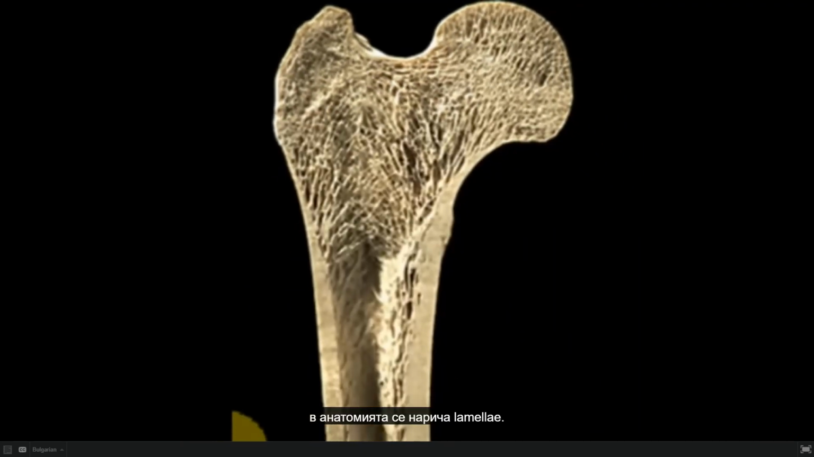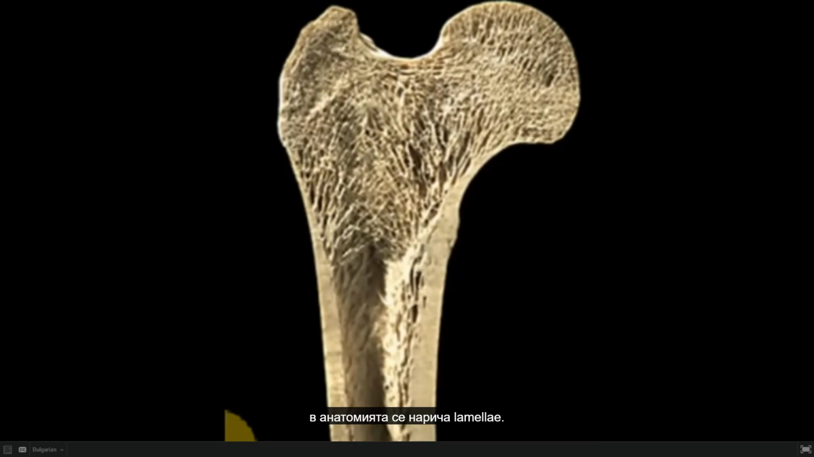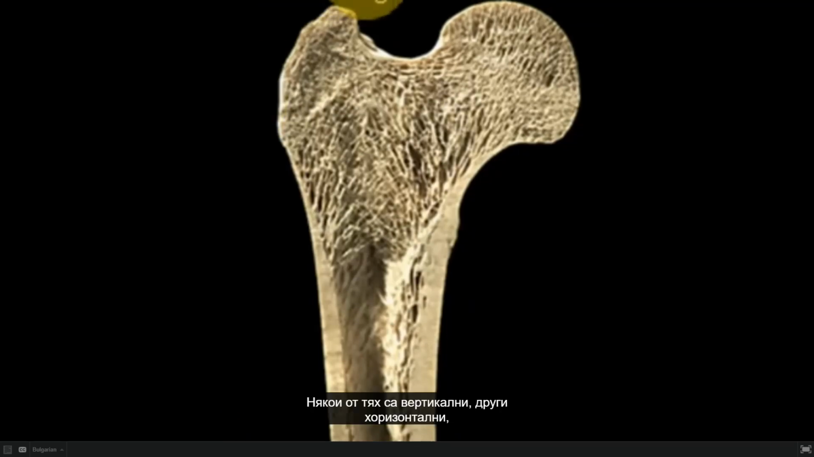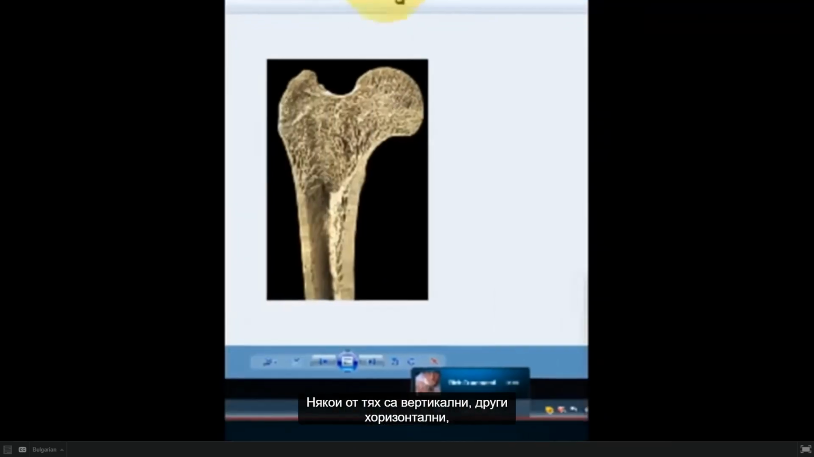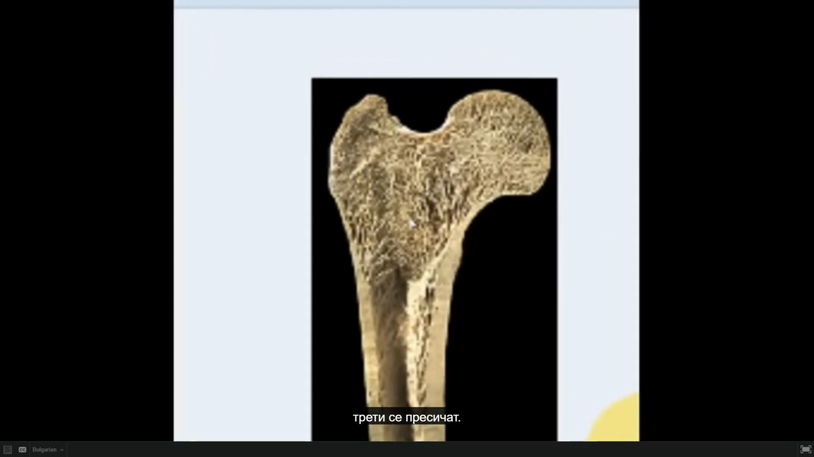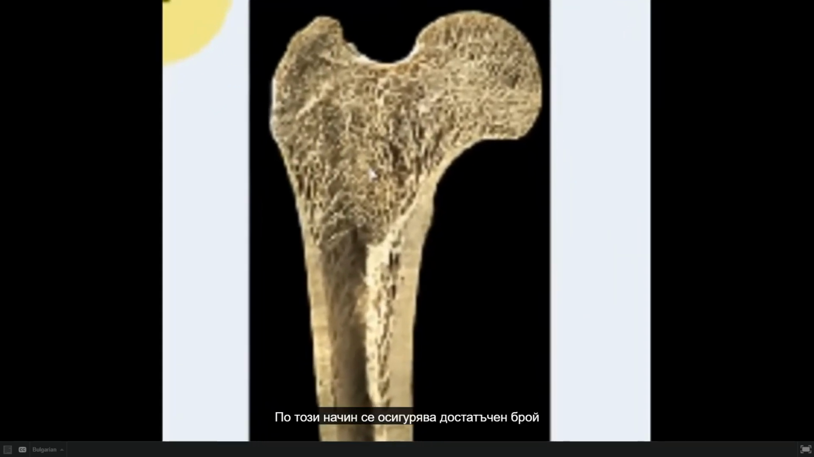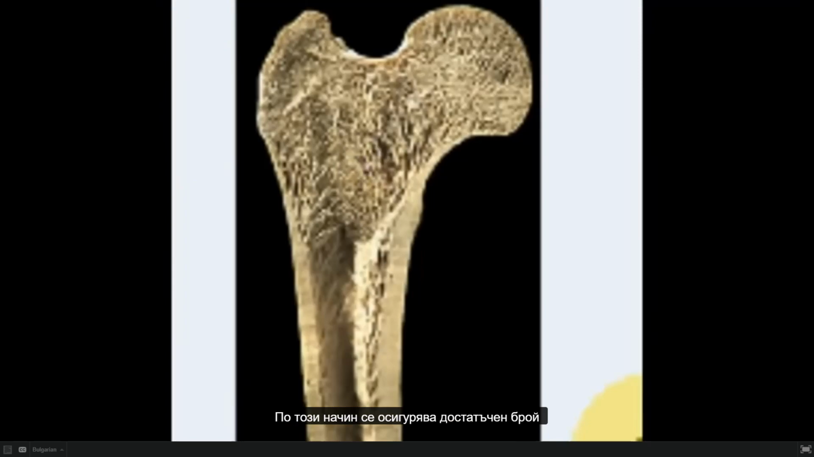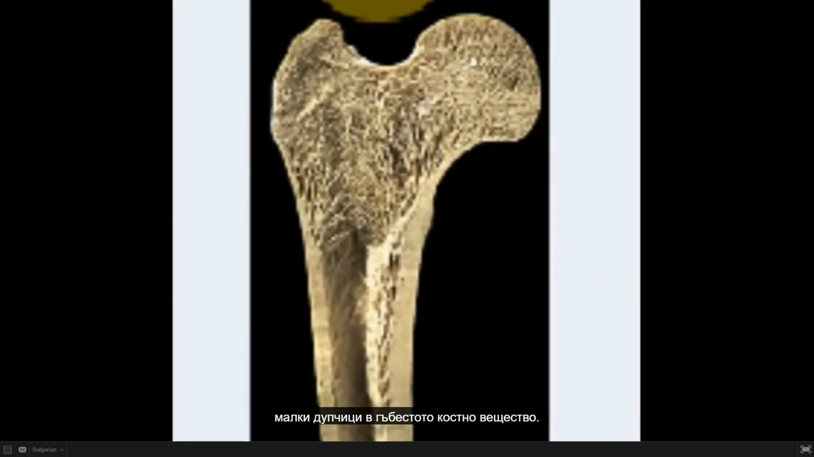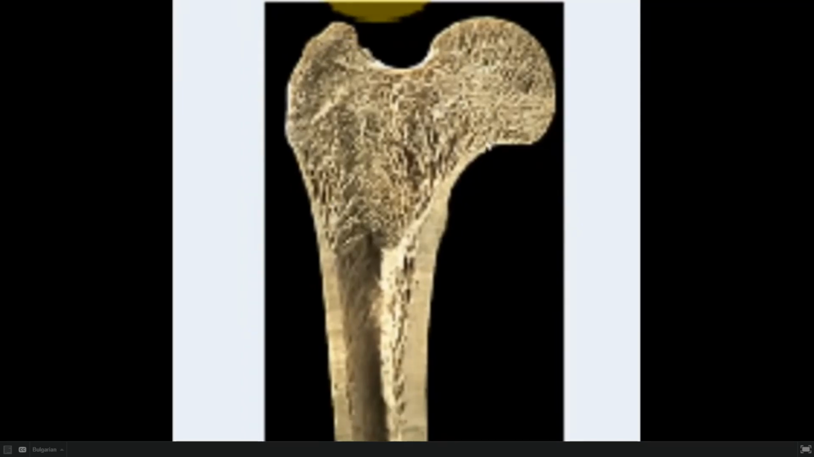Actually, in anatomy they are called lamella, and they are organized in different positions. You are able to see some of them go vertically, some go horizontally, and some just cross each other. In that way they make a huge number of hollow spaces inside the spongy bone.